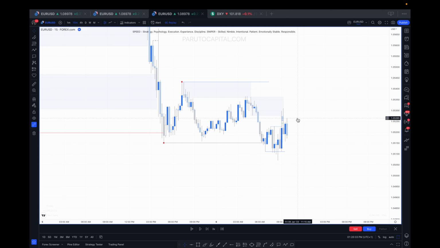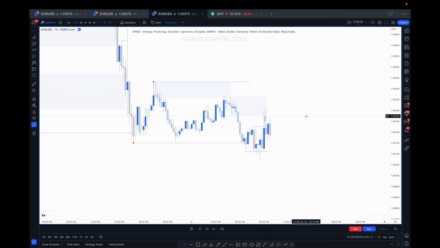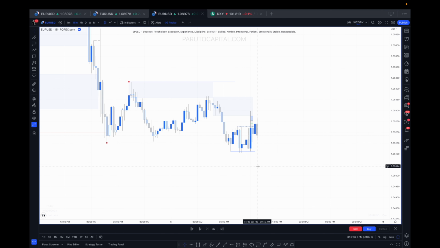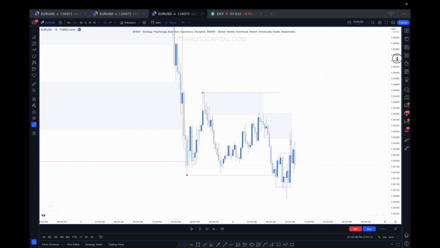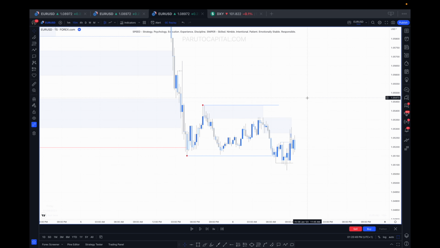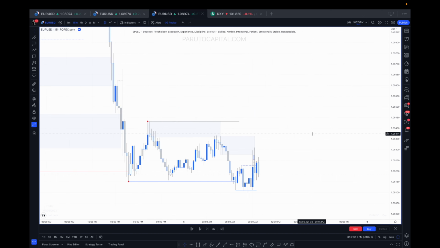So here we can see now that the change of character happened, because by this body here, we now have a change of character. So with this change of character, what do we expect? We expect that price now might be ready to return and take out all this previous high, and then we get the deeper pullback as we anticipate.